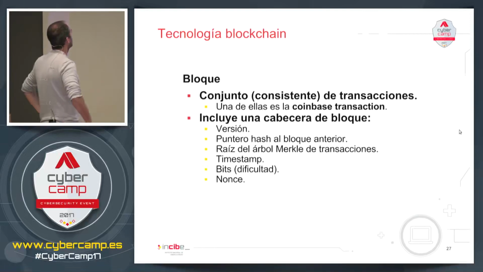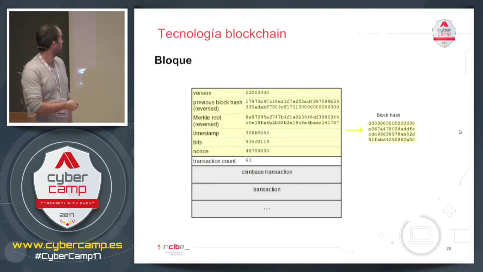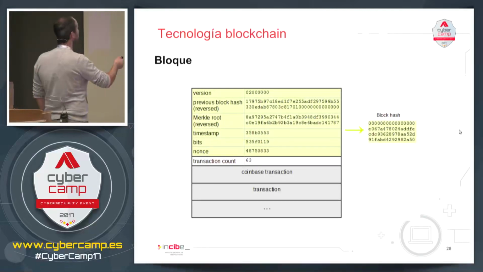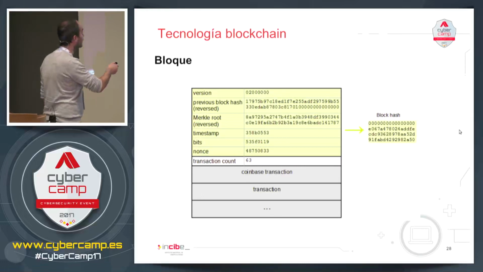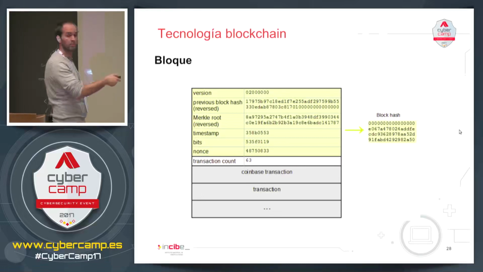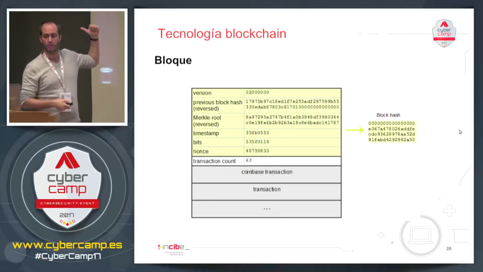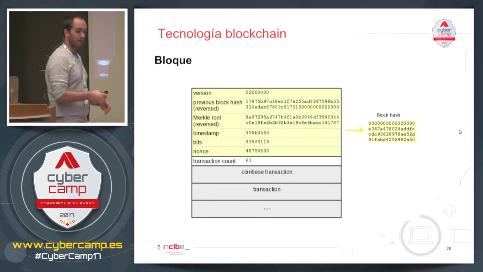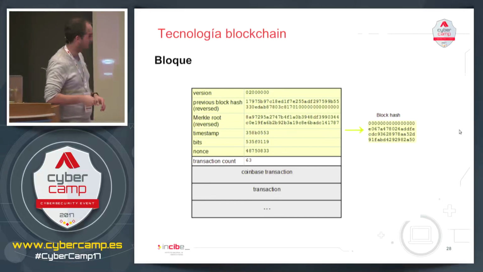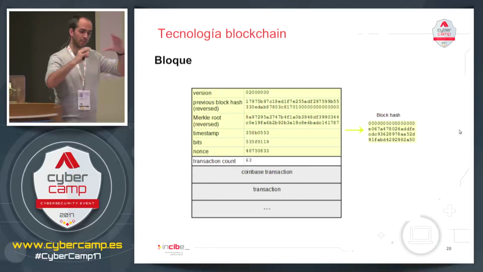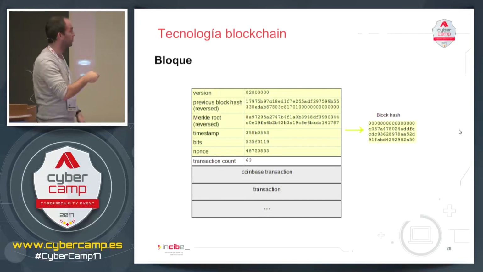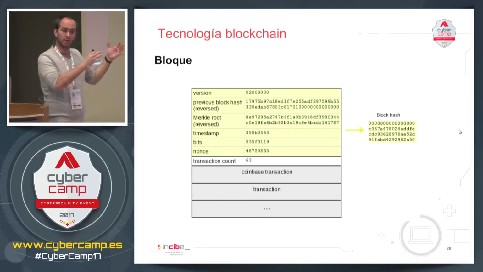The next structure, blocks. A block is a set of transactions. It has meta information, the version of the protocol that we're using, the previous block hash, to check that it's not modifying the story of our blockchain, and the Merkle root, because what I do is put the transactions in a Merkle tree.